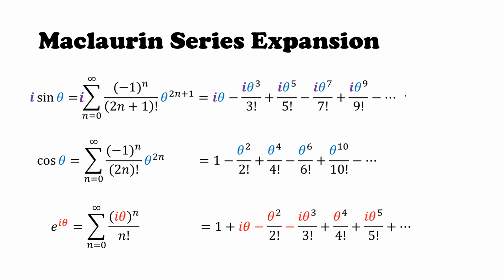After opening the brackets and simplifying the expansion for e to the power of i theta, notice that every term in the expansion can either be found in the i sine theta expansion or the cos theta expansion. In fact, what you'll observe is that every even powered term is from the cosine expansion, and every odd term is from the sine expansion. Hence, the sum of i sine theta and cos theta gives us e to the power of i theta.